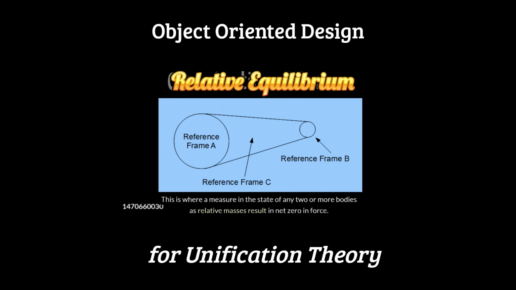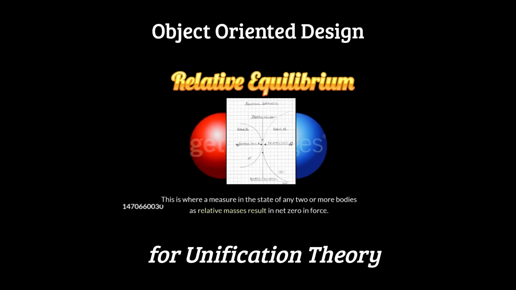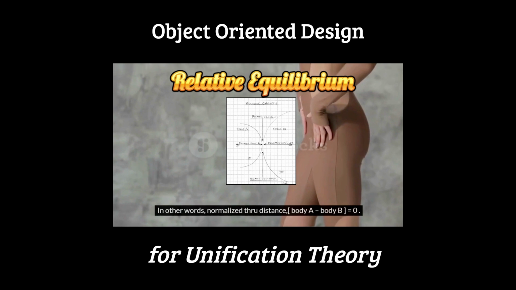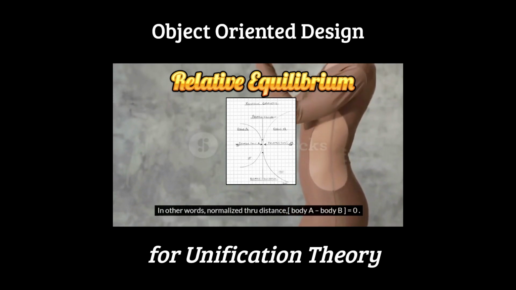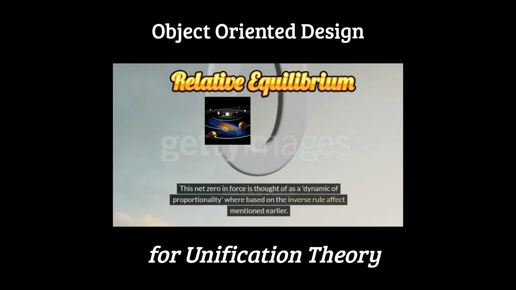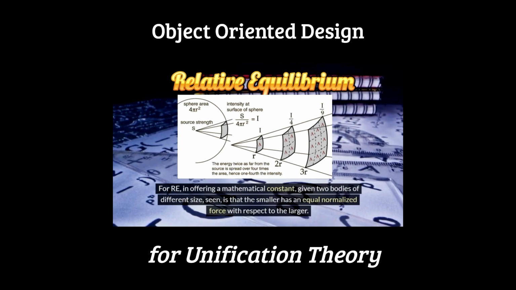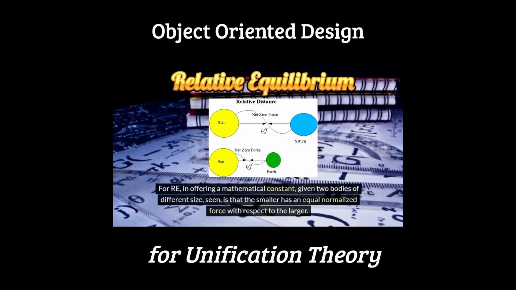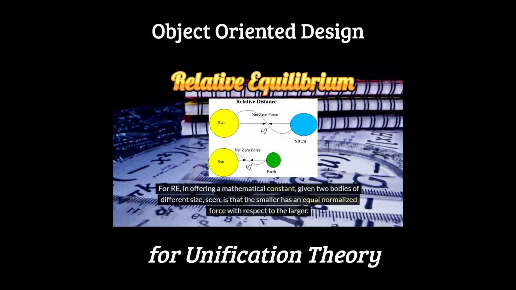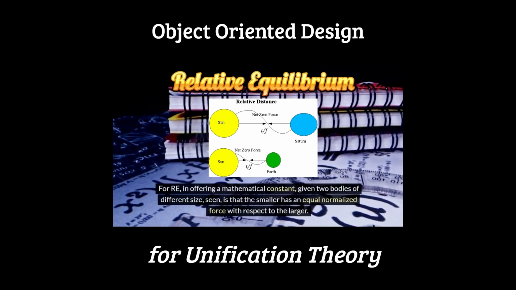This is where a measure in the state of any two or more bodies as relative masses result in net zero in force. In other words, normalized through distance, body A, body B, equals zero. This net zero in force is thought of as a dynamic of proportionality based on the inverse rule effect mentioned earlier. For Re, in offering a mathematical constant, given two bodies of different size, the smaller has an equal normalized force with respect to the larger.